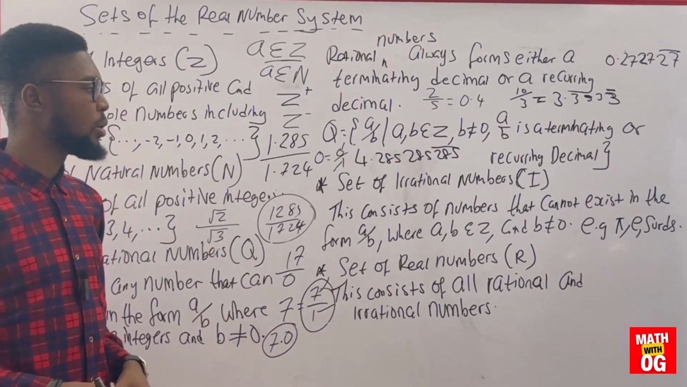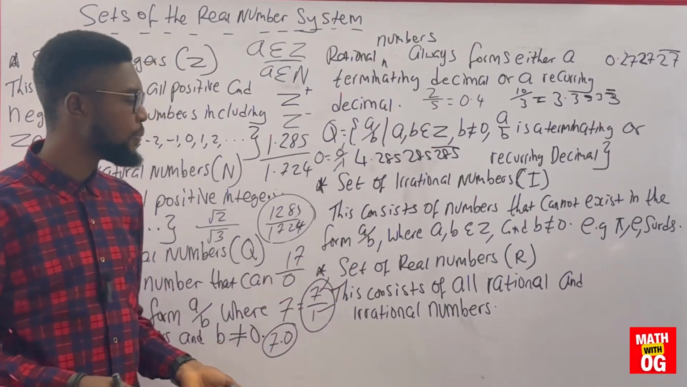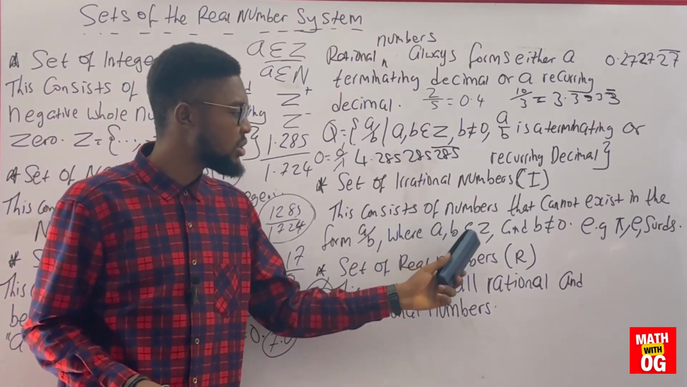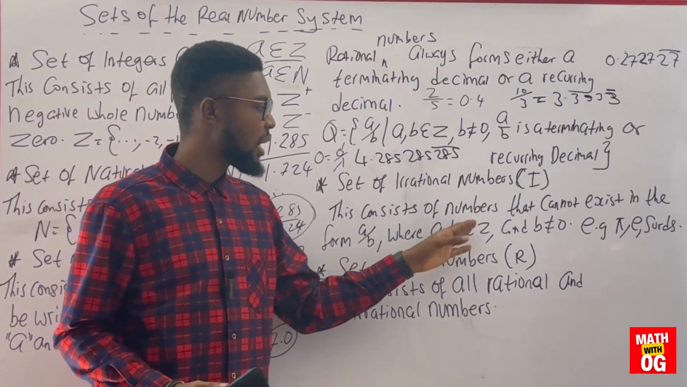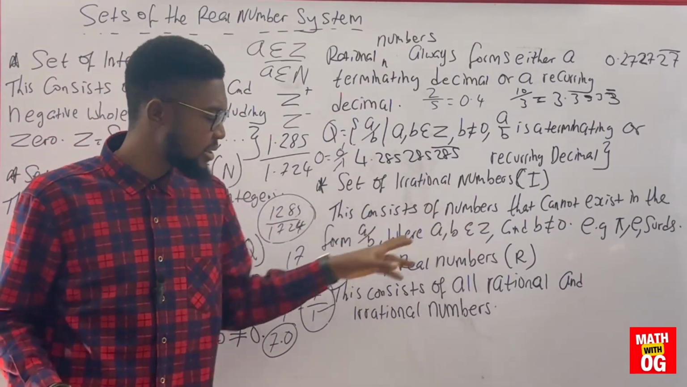Now, a set of irrational numbers is the opposite. A number that cannot exist in this form, a over b, where a is an integer, b is an integer, and b cannot be equal to 0. So a will be an integer, b will be an integer, and b will not be equal to 0. An irrational number can never exist in this form.